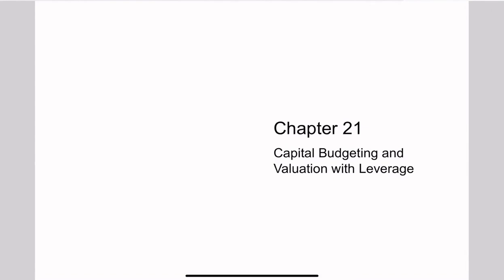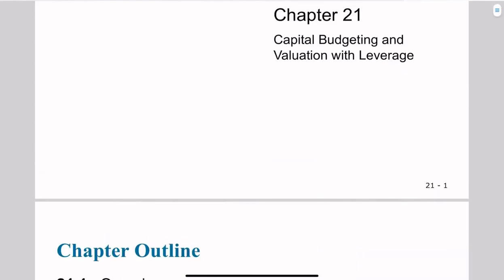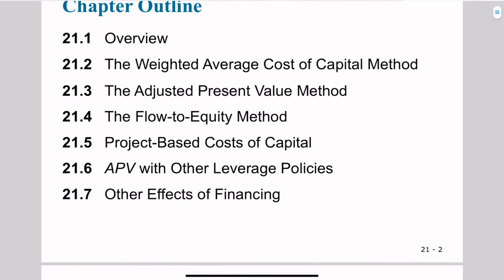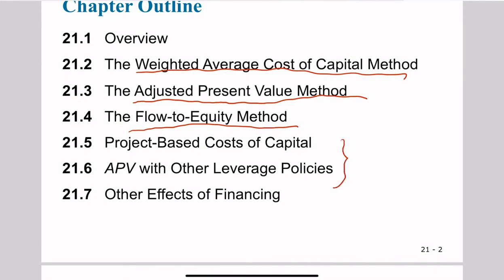So, chapter 21 is about capital budgeting and valuation with leverage. Basically, we will talk about several methods of valuation. The first is the WACC method. And then we will present the adjusted present value method. And third, we will use the flow to equity method. And then we will talk about some more details with respect to these methods.